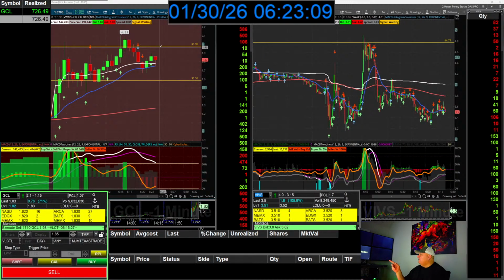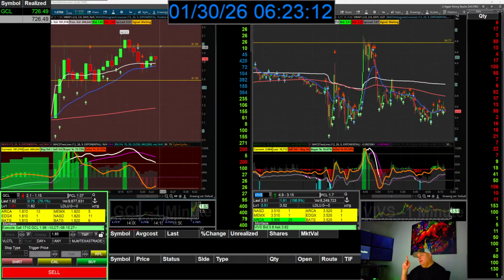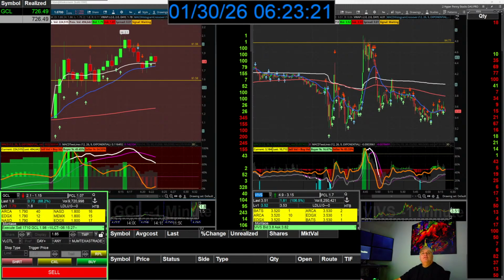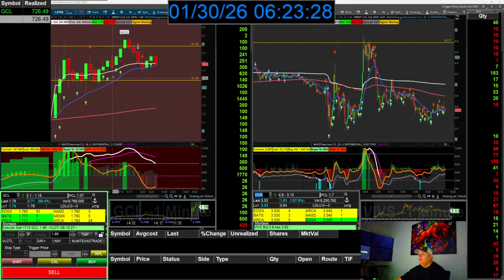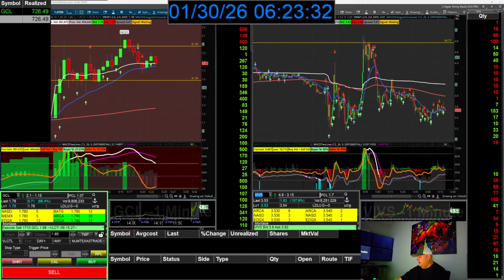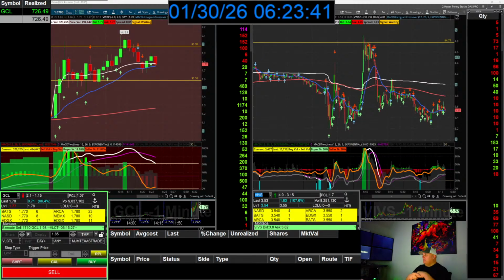I got in with 1,700, and when it dipped around my initial entry, I added. And actually I was at a higher price. My first initial price was, I think I was in around $1.70. No, I was around $1.60 something. I might have added right on top of where I got in. But yeah, it worked out.